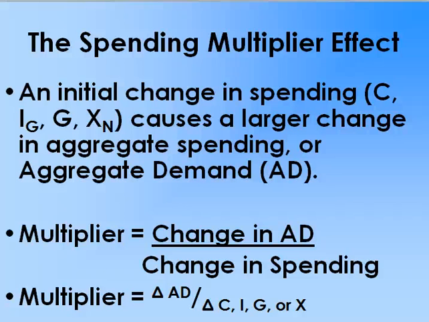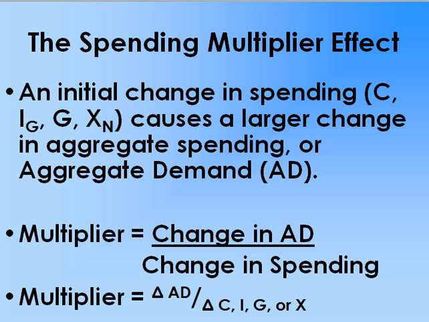Okay, so this is part 2, the multiplier effect. And so why we want to calculate multipliers: we have the spending multiplier effect, we have the tax multiplier, and the balanced budget multiplier. So when we have an initial change in spending, going back to the spending multiplier, in consumption, gross private investment, government spending, or net exports, this causes a larger change in aggregate spending or aggregate demand. So how do we calculate the multiplier?